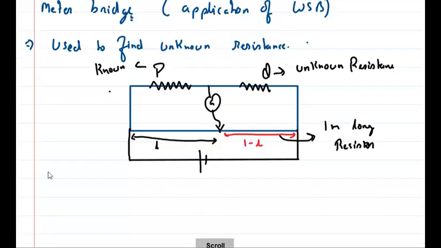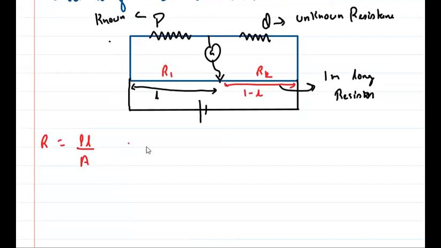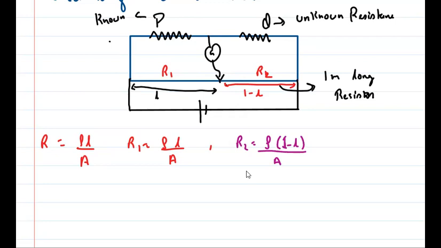Let me ask you the formula of resistance. Tell me, what is the formula of resistance? R is equal to rho l by A. Yes sir. Now since this is the same resistor, can I say, sir, let this section be called R1 and this R2. So what is R1, guys? R1 will be rho, length is l, by area is A. And what is R2? R2 is rho, now length is 1 minus l, by area is A.